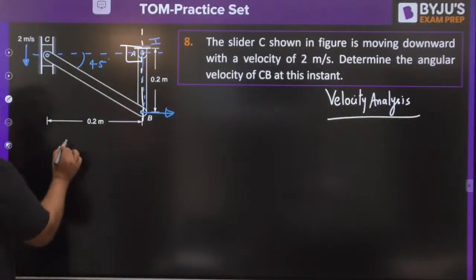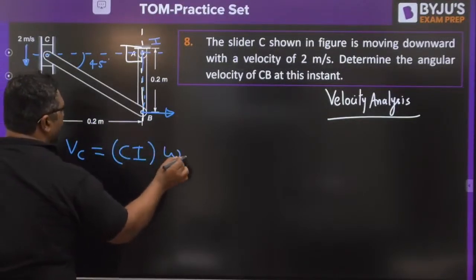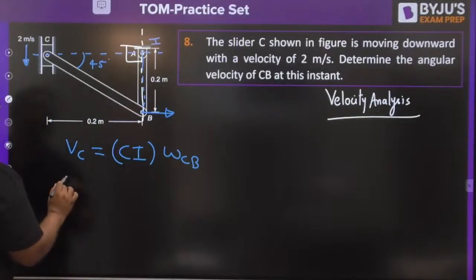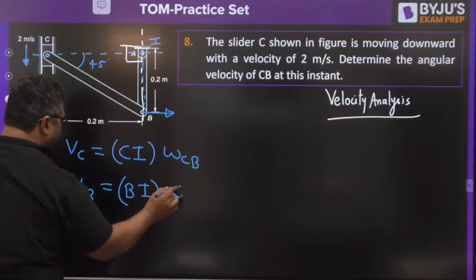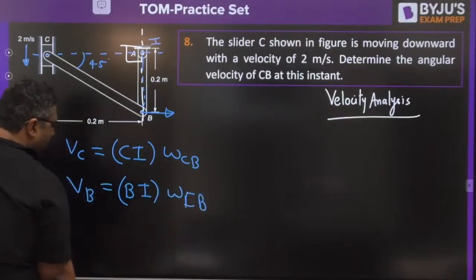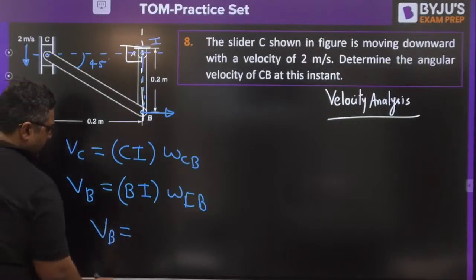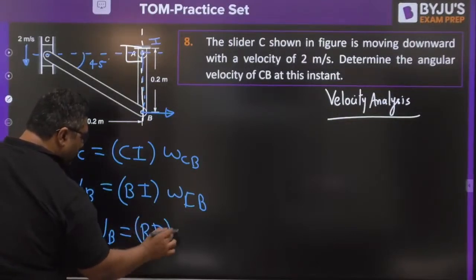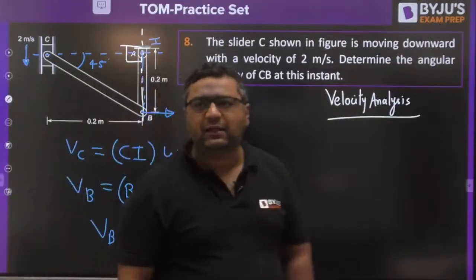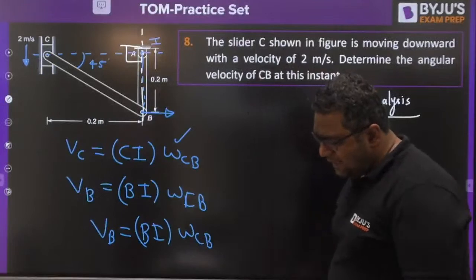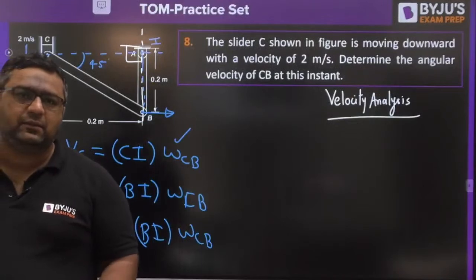Okay. So you know velocity of C is CI into omega CB. And velocity of B is BI into omega AB. So from here you can find out velocity of B first, then BI is known to us, you can also find out omega of CB. So you can also find out directly from here also. What is the answer you are getting? Please tell me that.